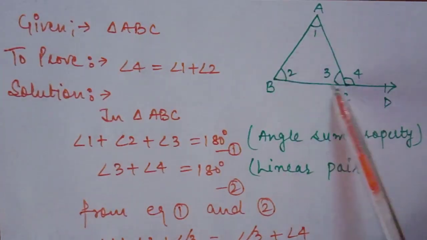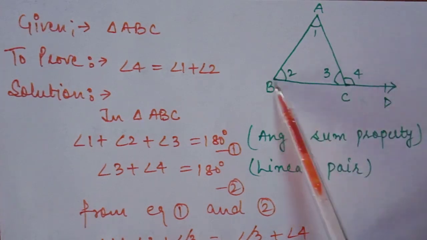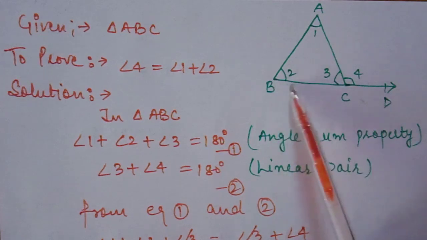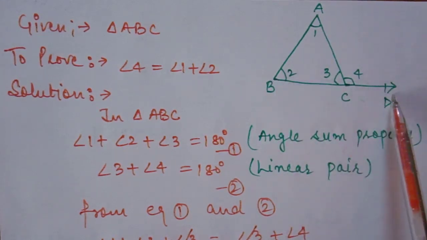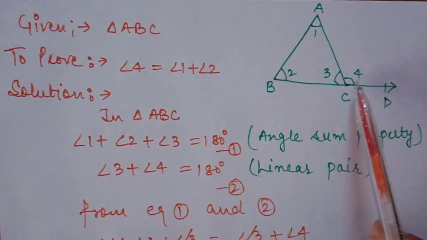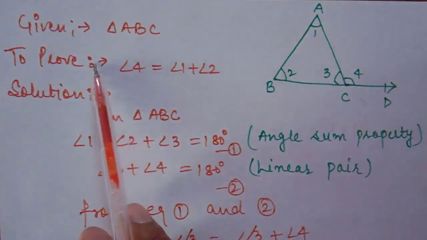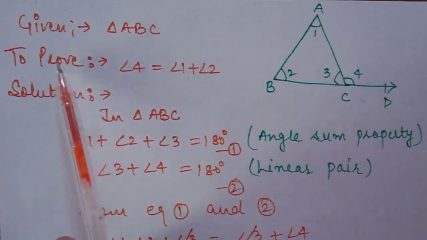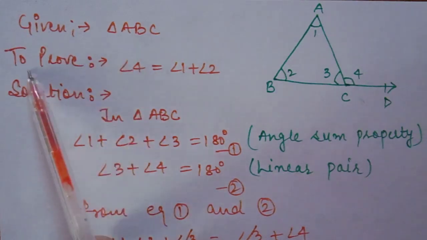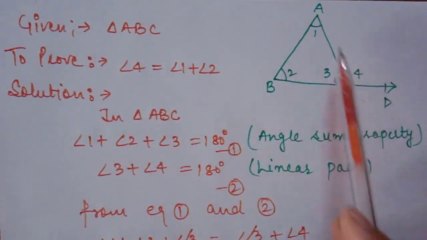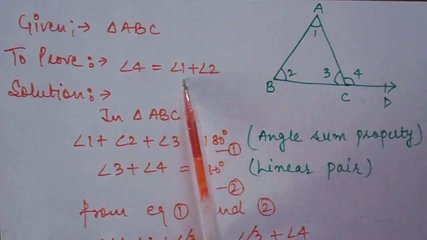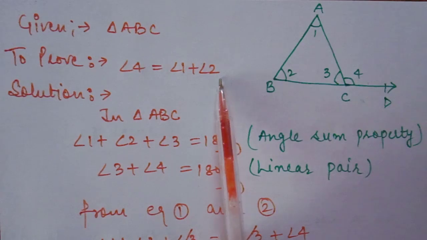First of all, we will draw a triangle ABC. Then we will produce a side of the triangle from a vertex. I produce BC to point D. So, definitely angle 4 is the exterior angle. What is given? Triangle ABC is given only. We are going to prove that angle 4 is equal to the sum of the two interior opposite angles. It means angle 4 is equal to angle 1 plus angle 2.